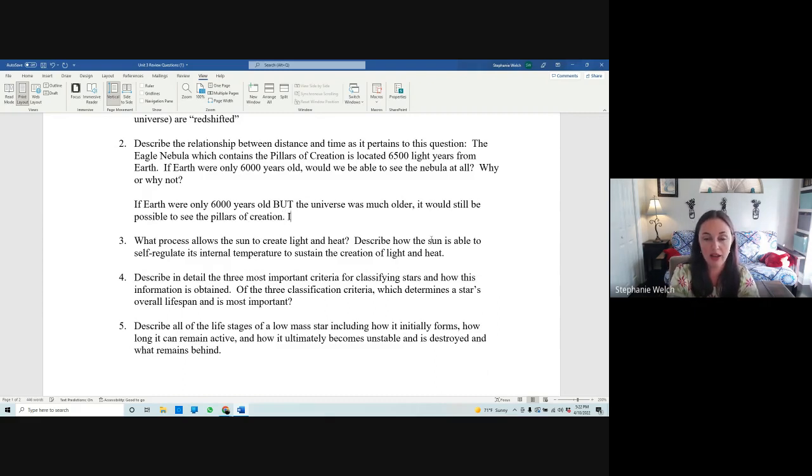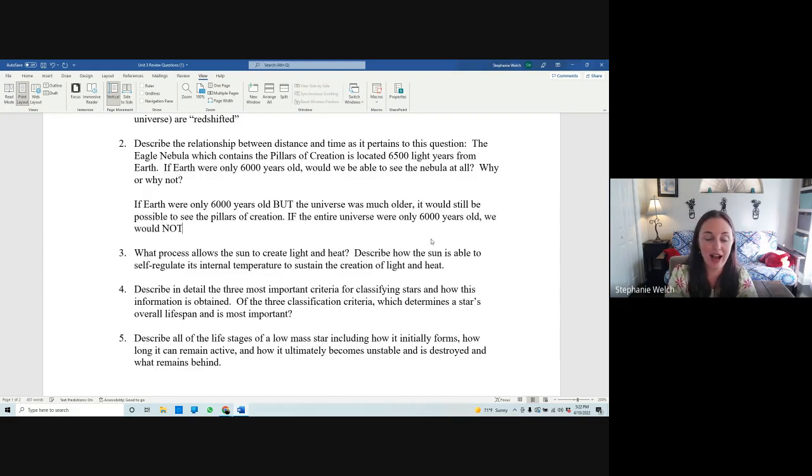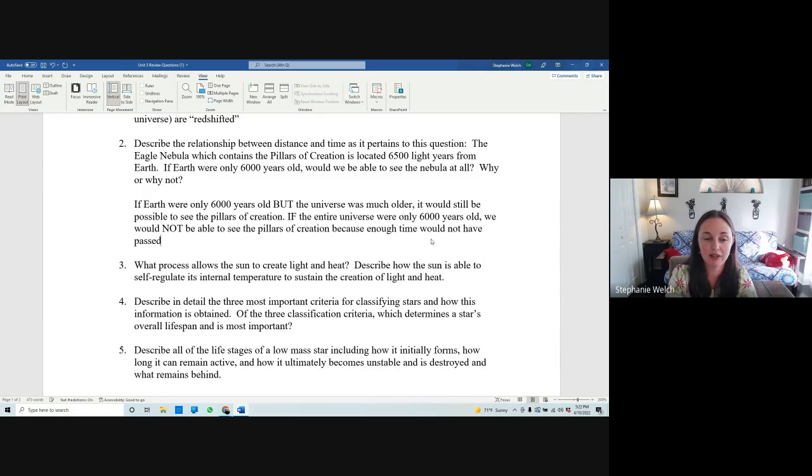Now, if, big capital letters here, if the entire universe were only 6,000 years old, we would not be able to see the Pillars of Creation, because enough time would not have passed for the light to travel to us from those stars.